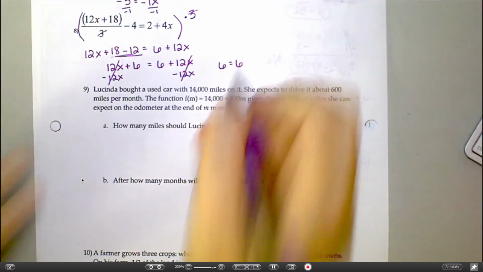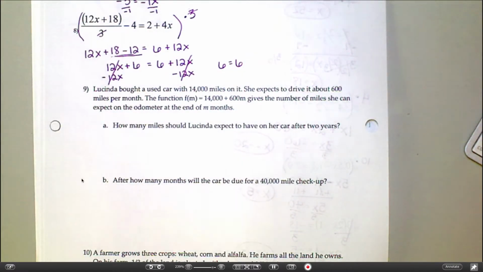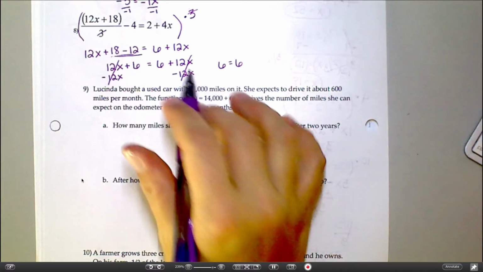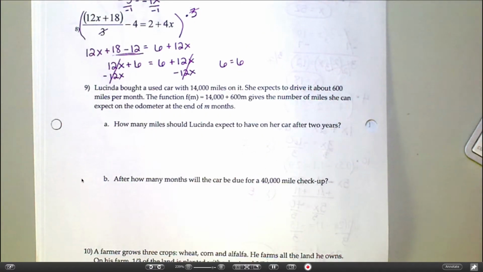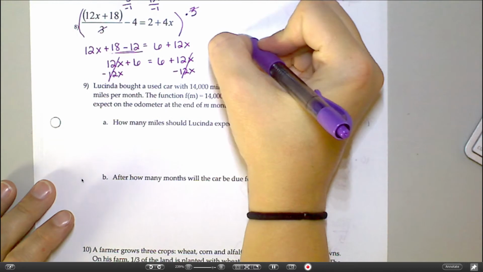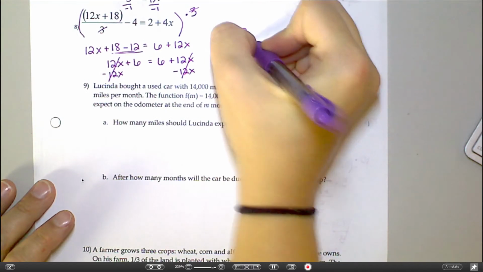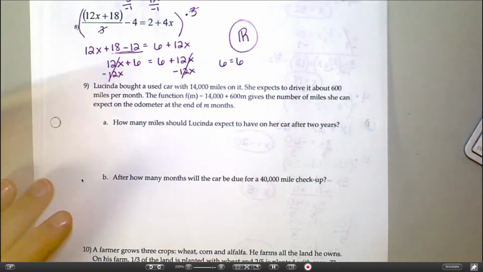Now hold on. Great thoughts. For what values of x is 6 equal to 6? None. Michaela, say what you said. All of them. Isn't 6 always equal to 6? Yes. So your solution here is all real numbers.